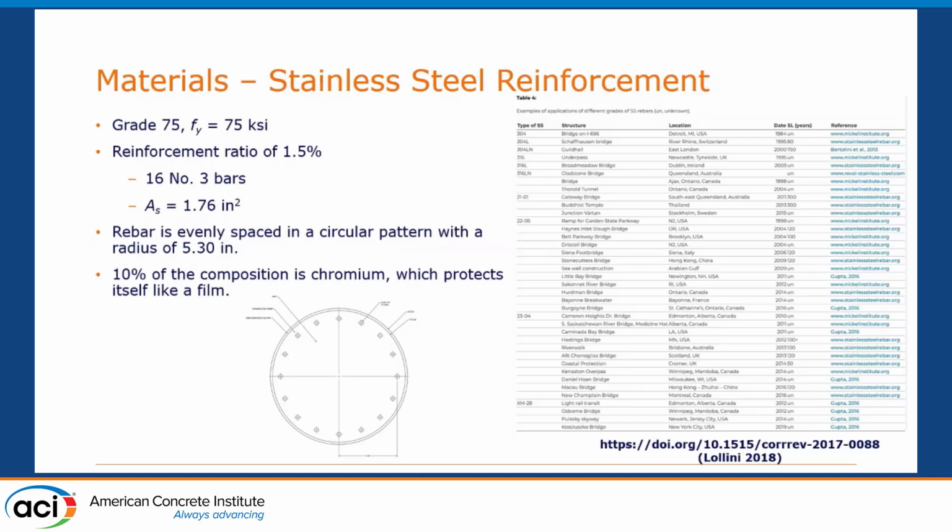And here to the right, there is a reference from Lolini in 2018 published in Corrosion Reviews. It shows all the infrastructure projects, especially the bridges around the world. According to the chronological sequence, the first application most likely is in 1984, 3 decades ago, and up to the most recent one, for example, the light rail transit in Edmonton, Alberta.